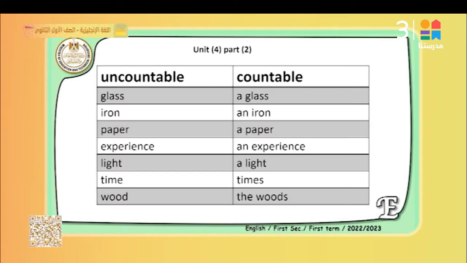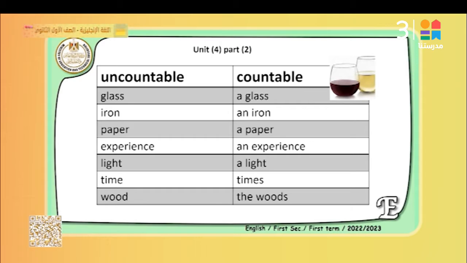Here is a very important part. Some words can be uncountable and countable at the same time, but with different meanings. For example, the word glass. If we talk about the material itself, it's uncountable. But if we talk about the container, look at the picture, the container itself. I put the tea in a glass. A glass is a container in which we put the liquid. So here it's countable. You can say a glass or 2 glasses.